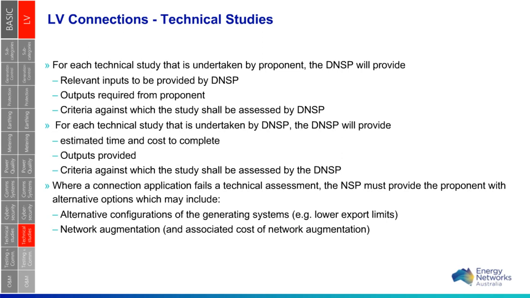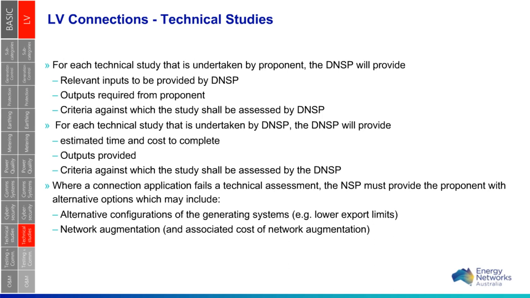So for each technical study that's undertaken by the proponent or required to be undertaken, DNSPs should be able to provide the inputs that need to be provided to them, the outputs that they need from the proponent, and also the criteria against which the study should be assessed. And then if the study is undertaken by the DNSP, they will set out how much time and cost it would take to complete the test or technical study, and then all the outputs that will be provided, as well as the criteria again here.